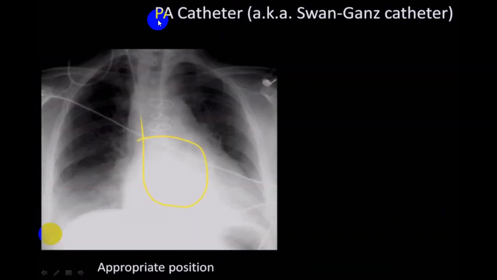And this is a pulmonary artery catheter, or we call it a Swan-Ganz catheter, which will be introduced through either the right subclavian vein or through the internal jugular vein. It will enter through the right atrium, and then it will go into the pulmonary artery through the pulmonary valve, and then it will be pushed into the different pulmonary branches.